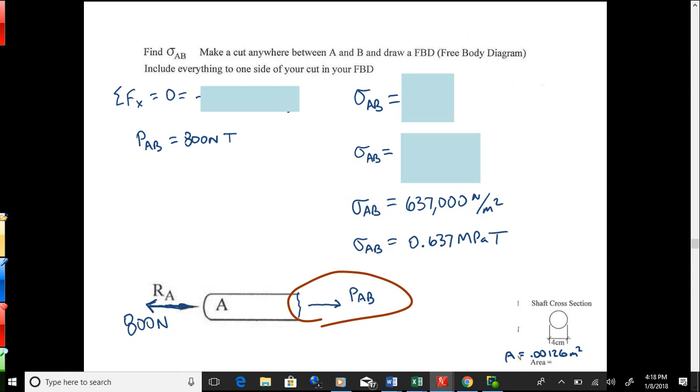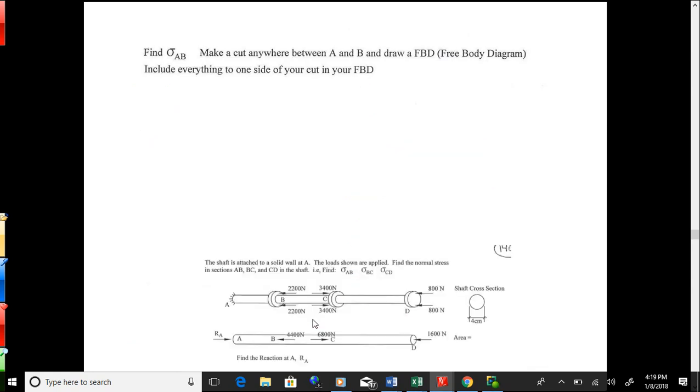Okay. So I've got 800 to the left, which is the reaction at A. And then I've got PAB to the right. Okay. So what I did there was I just cut anywhere between A and B, like that, and I solved for that, and this was 800, I think it was.